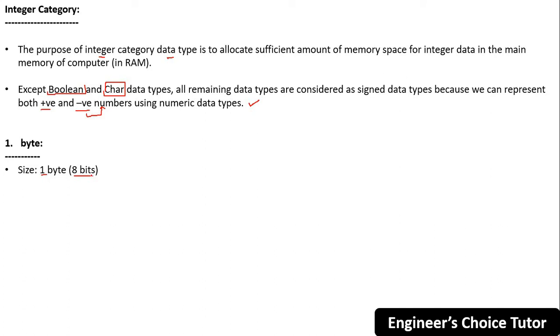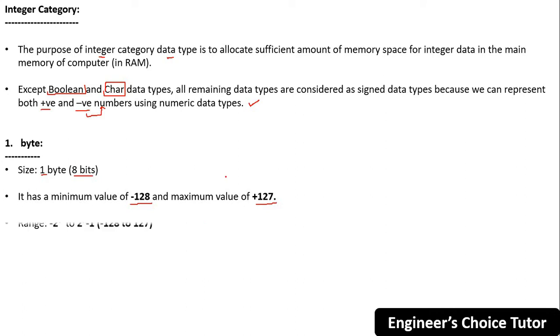Is it clear? Now next, it has a minimum value of minus 128 and a maximum value of plus 127. So what is the range? 1 byte means 8 bits. So the range is minus 2 to the power 7 to 2 to the power 7 minus 1. It means minus 128 to 127. This much is clear to you. Any doubt in this? No, right?